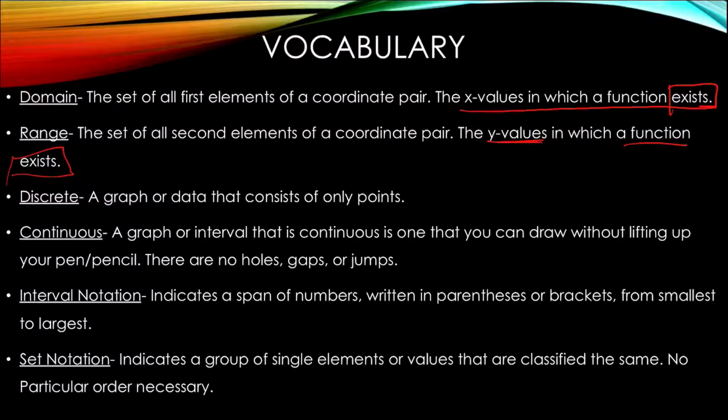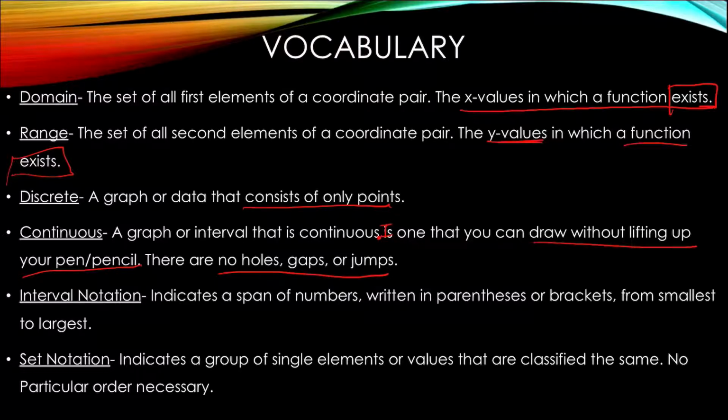A discrete graph is a graph or data that consists of only points. If something is continuous, it's a graph or interval that is continuous in a way that you can draw without lifting up your pen or pencil. I know that sentence is really horribly written. A graph or an interval that is continuous, period there, is one that you can draw without lifting up. That makes me feel better. There are no holes, gaps, or jumps.